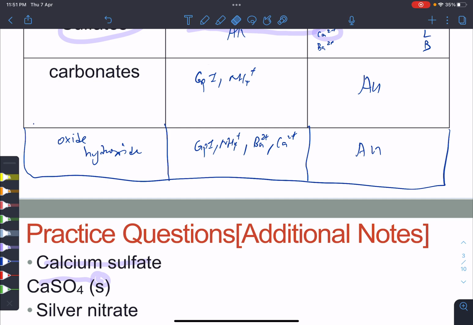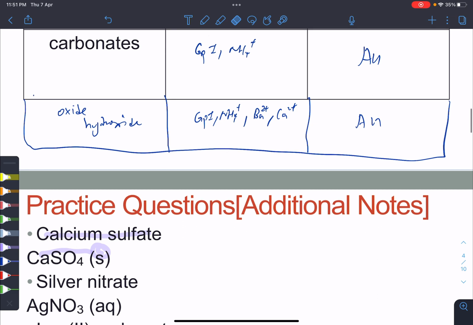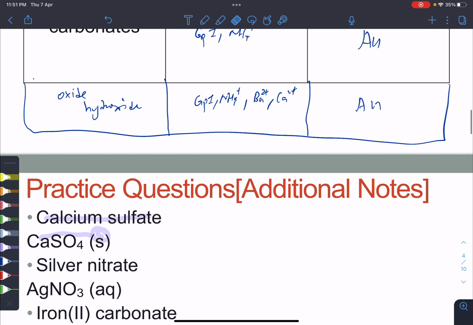If it's soluble, it's aq. If it's not soluble, it's solid. So pause. Once you're done, resume. Oh, it's AgNO3 (aq). Yup, you are right. Next, iron(II) carbonate.